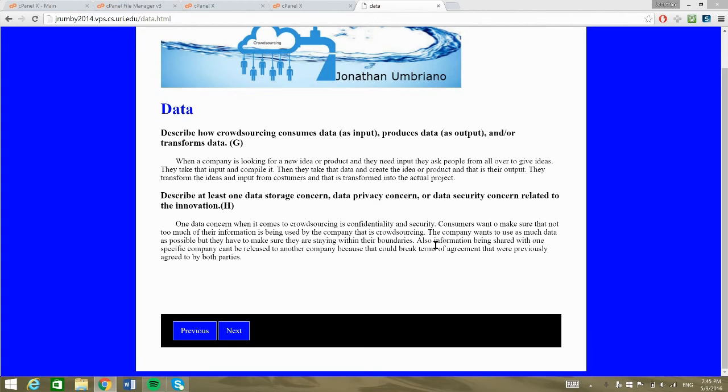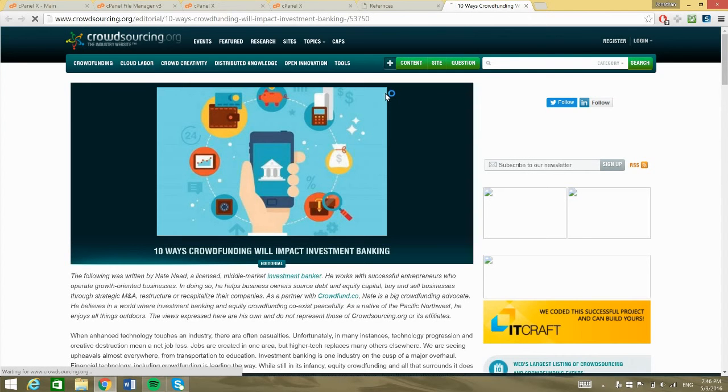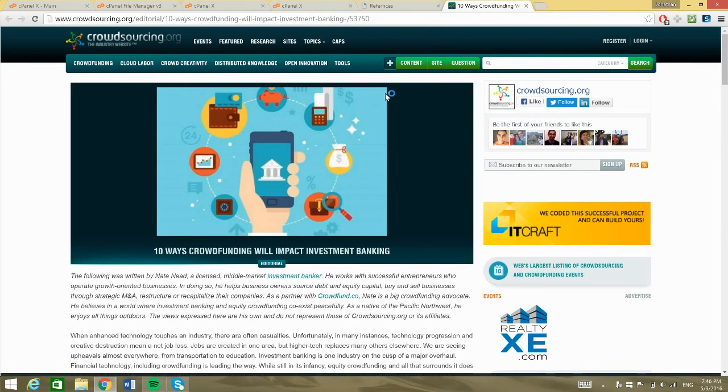Next, we will be moving on to the final page of my project, the reference page. At the top, you can see that there is the banner yet again, and then there is a table down here. There's a number on the left-hand side, then there's the author of the website, the reference, which includes 3 hyperlinks, and the year that it was published. If you look at the impact investment one, if we open that up in a new tab, you can see that the hyperlink actually works and brings you to another site that I used as a reference.